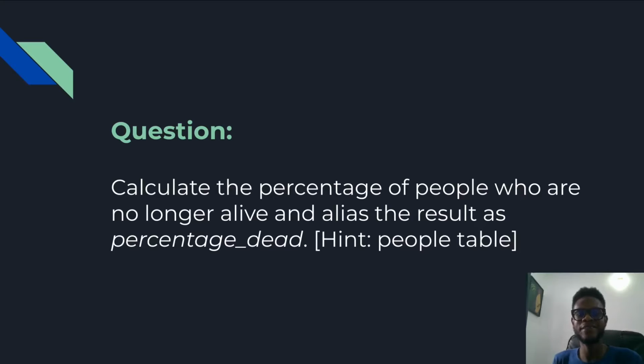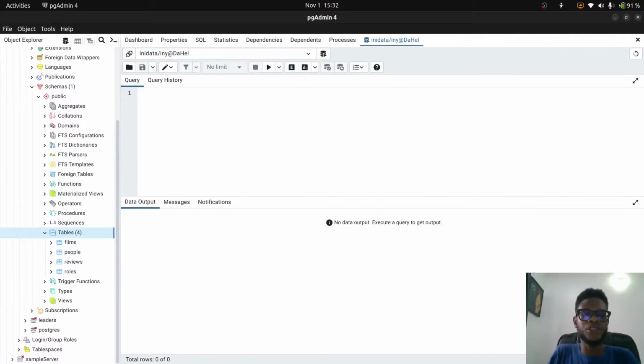Hi guys, in this video we're going to look at another SQL exercise, and the exercise question says we should calculate the percentage of people who are no longer alive and alias the result as percentage dead. Okay, let's look at this. I'm using pgAdmin and I'm working with the people table. That's what I'm going to use to solve the exercise.